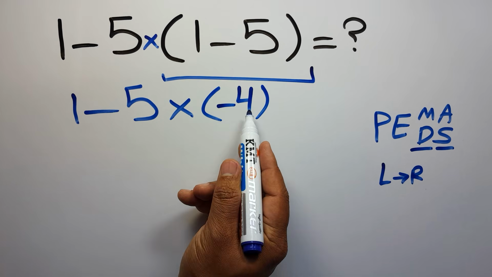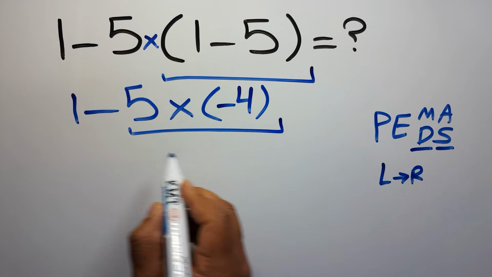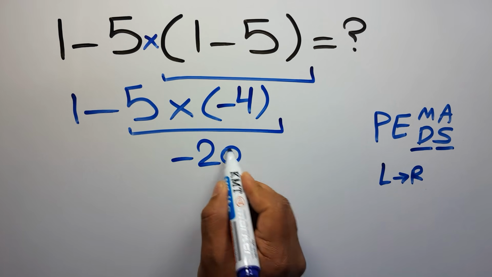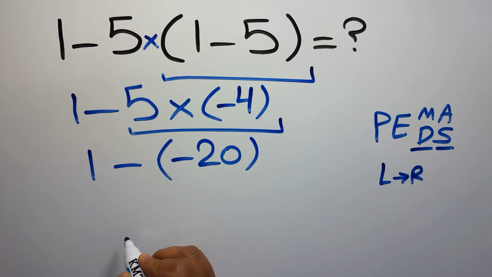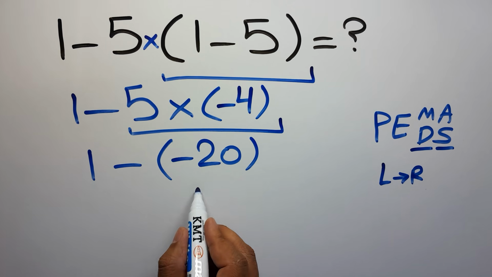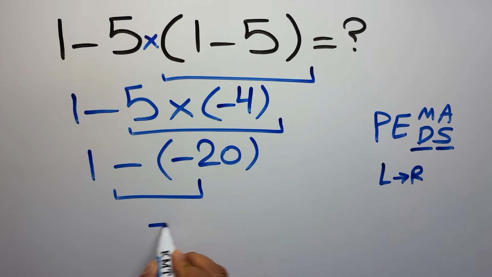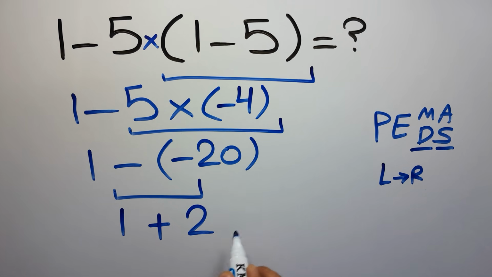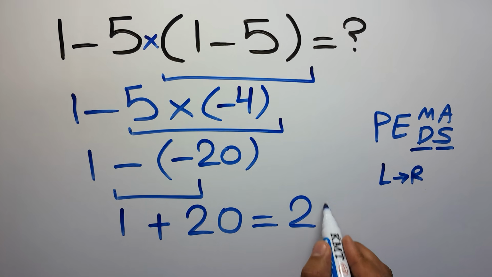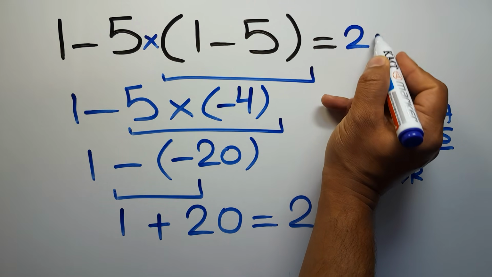5 times negative 4 gives us negative 20. So we have 1 minus negative 20. Negative times negative gives us positive. So we have 1 plus 20, and this is equal to 21. And this is our final answer to this problem. The correct answer is 21.